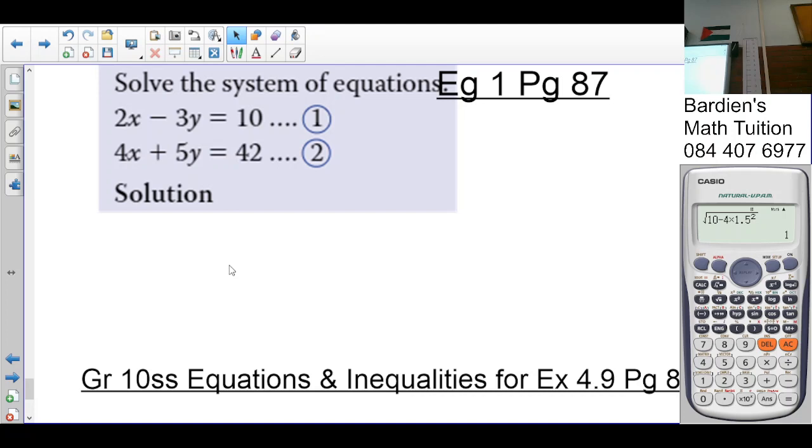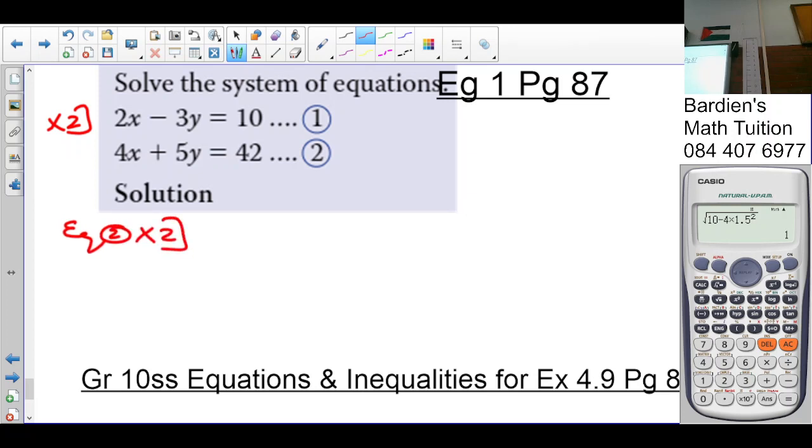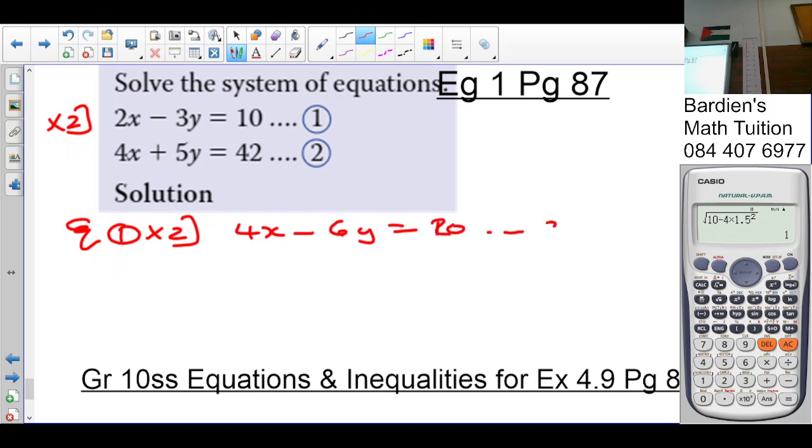So if we're looking at the x, what's the coefficient of x? We have 2 and 4. What's your LCM between 2 and 4? 4. Okay, so I must multiply equation 1 by 2. Sorry, I said line 2, but that's actually equation 1. If I multiply this by 2, it then gets 4x minus 6y is equal to 20. So this is now equation 3.